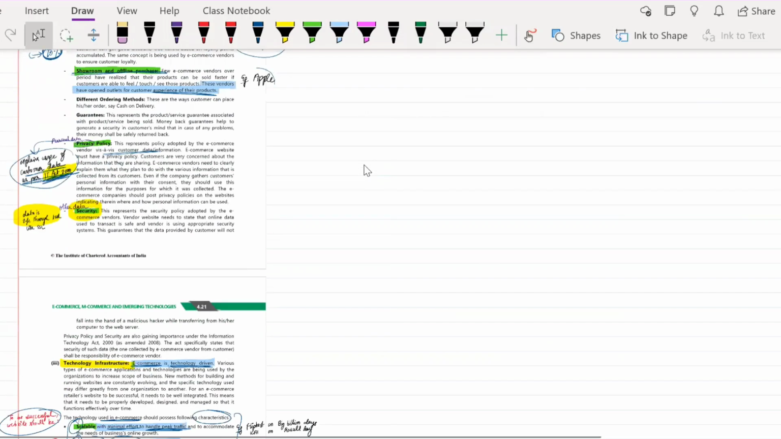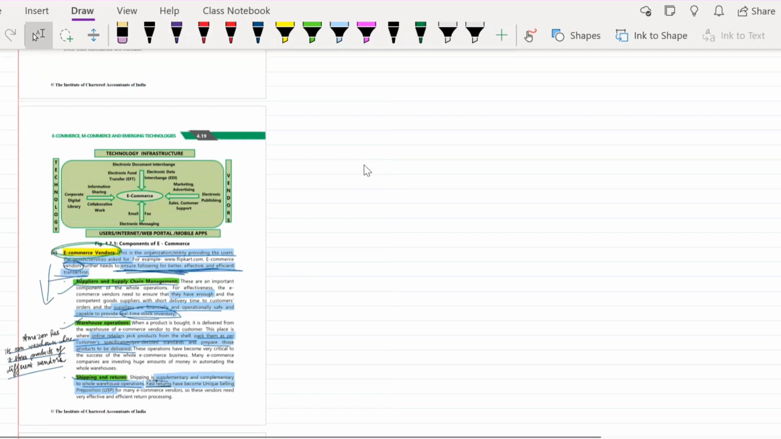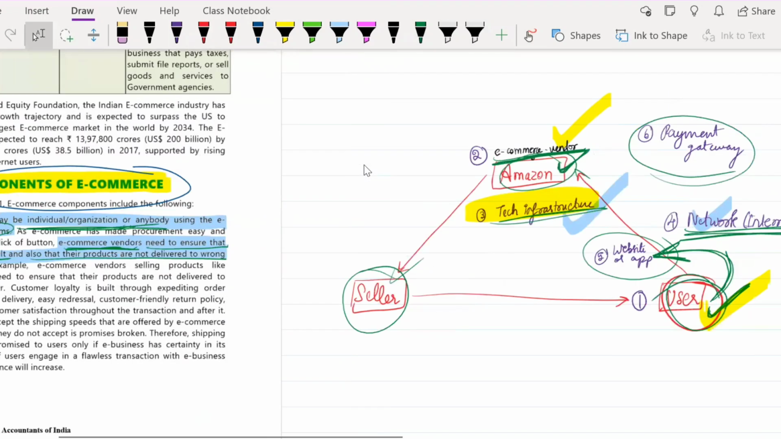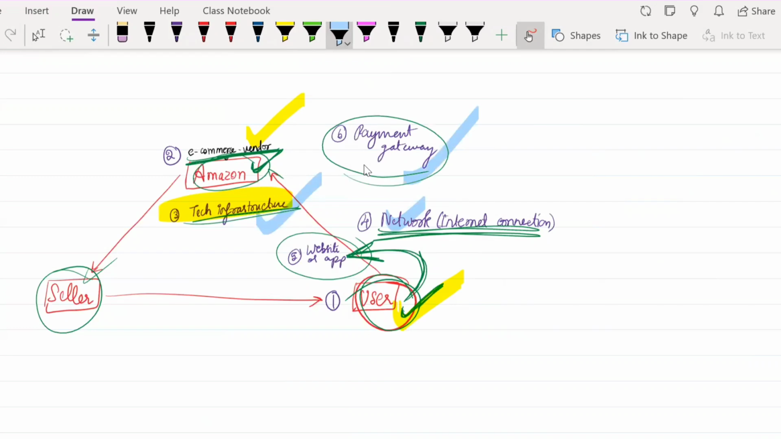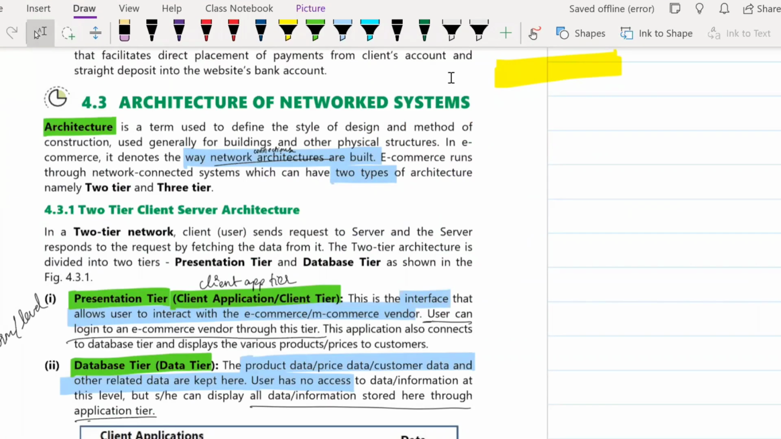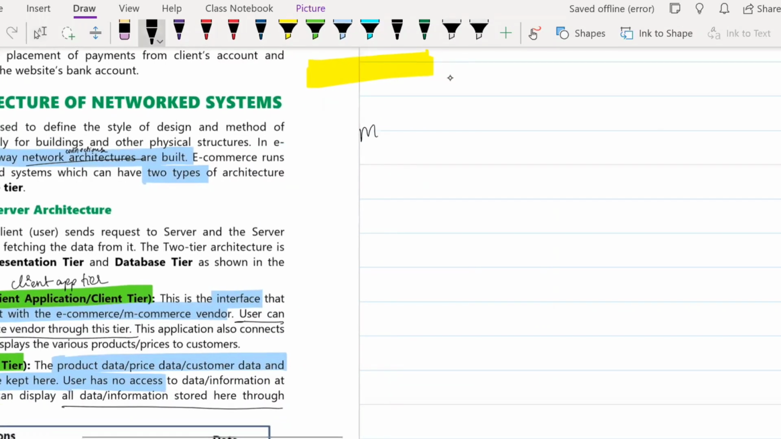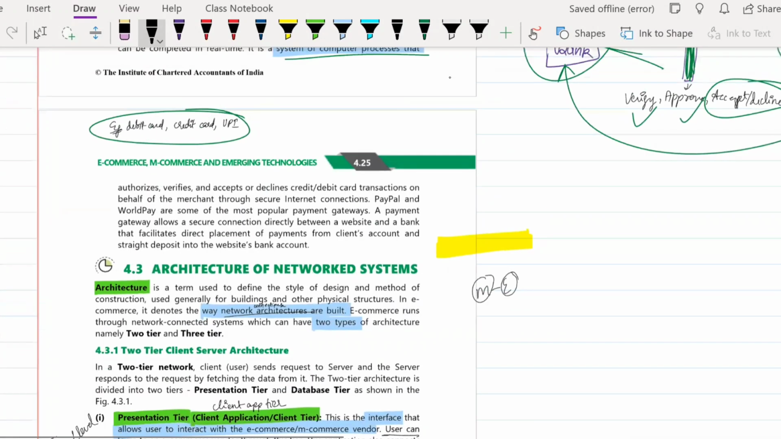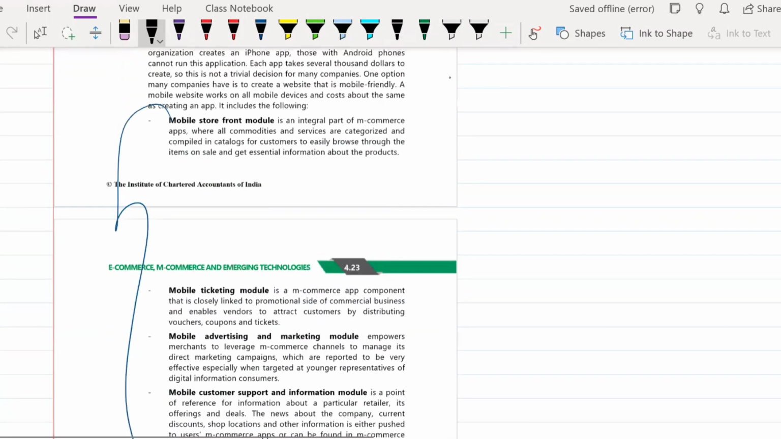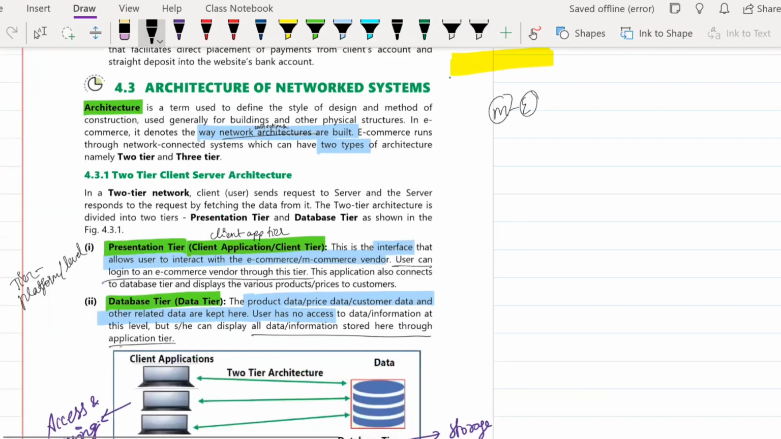Components of e-commerce. Okay, so we have studied all the components. We have studied payment gateway also and website or app also. So in the last class, we started studying about m-commerce and e-commerce. So m-commerce was commerce that was based on your mobile phone, whereas in e-commerce, the trade was done using your internet, or what we can say your laptops, computers, and your web browsers. Correct.